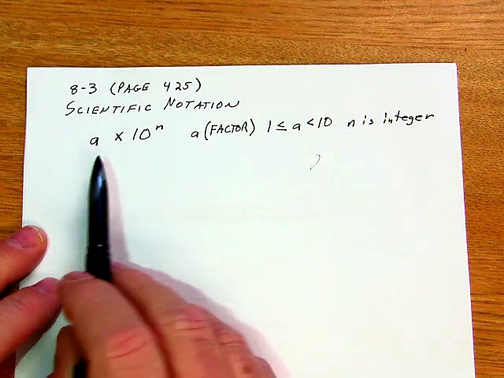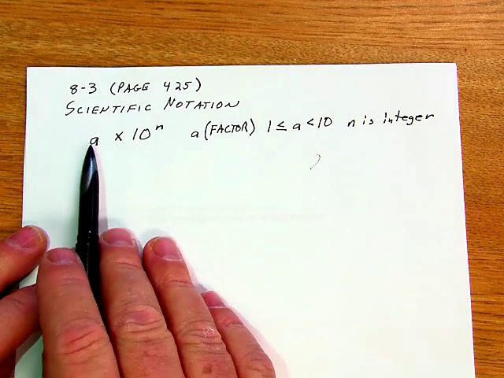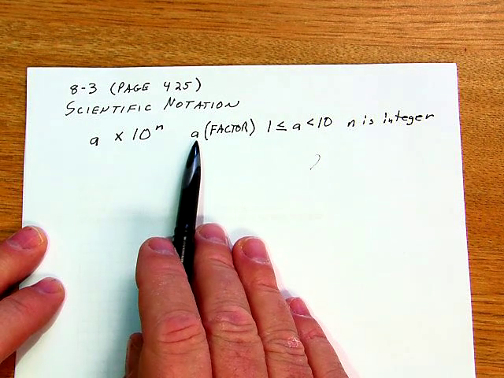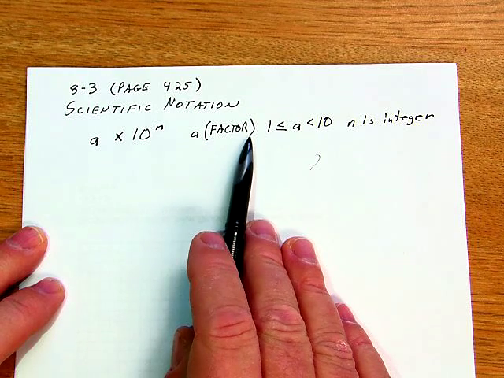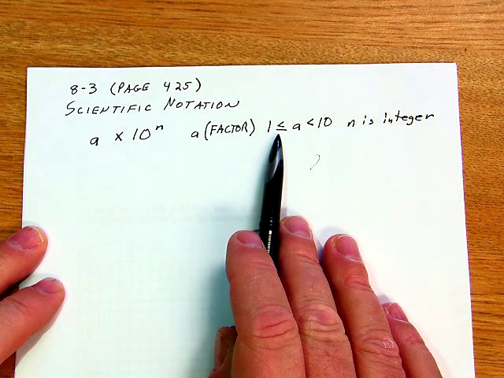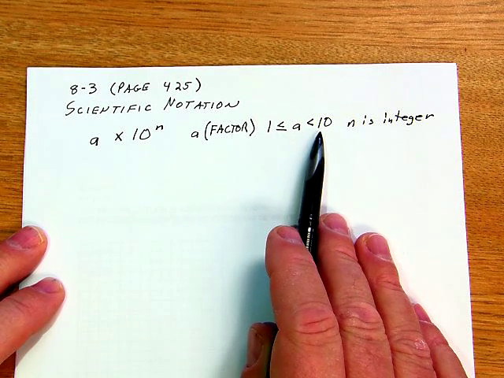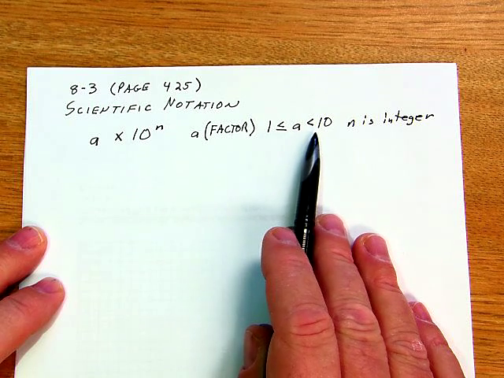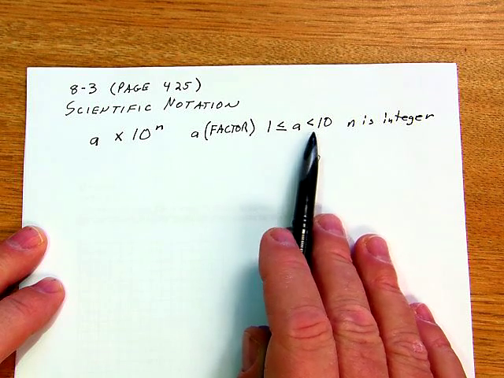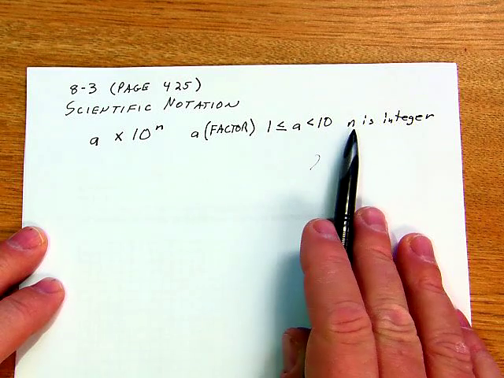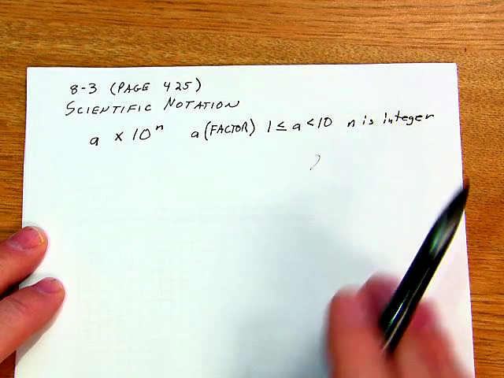You write the number in the following format: A times 10 to the nth power, where A has a special name called the factor, and it must be between 1 and 10. It can be 1, notice the equal sign under the less than, but it cannot be 10. So it can be from 1.000 all the way up to 9.9999 forever, but it can't be 10. And the other rule is that the n, the power of 10, must be an integer.